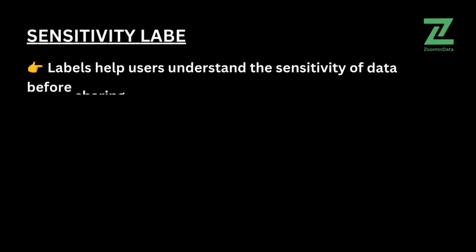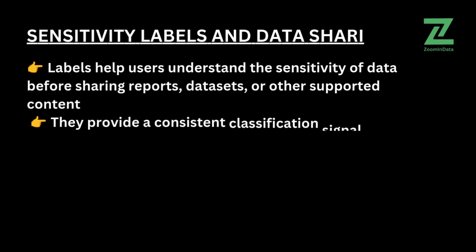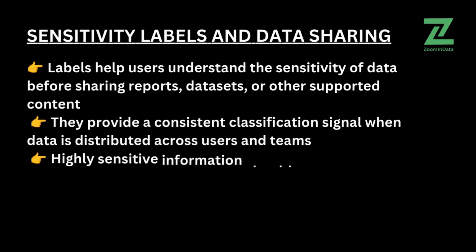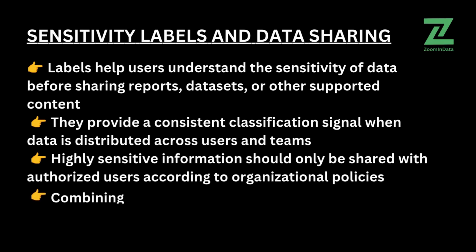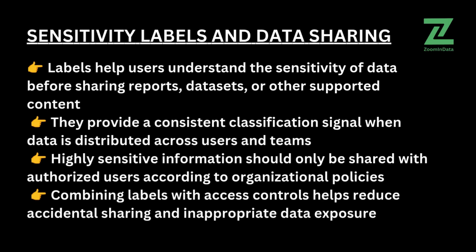Labels help users understand the sensitivity of data before sharing reports, datasets, or other supported content. They provide a consistent classification signal when data is distributed across users and teams. Highly sensitive information should only be shared with authorized users according to organizational policies. Combining labels with access controls helps reduce accidental sharing and inappropriate data exposure.